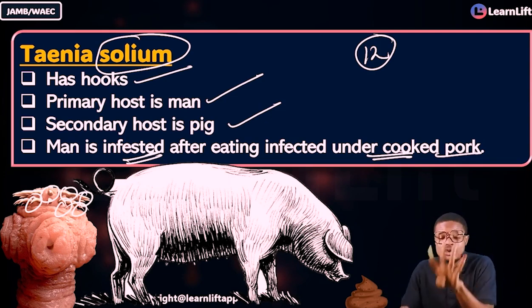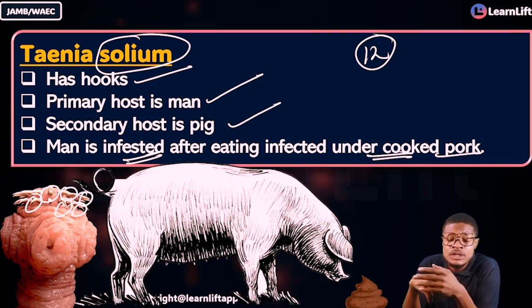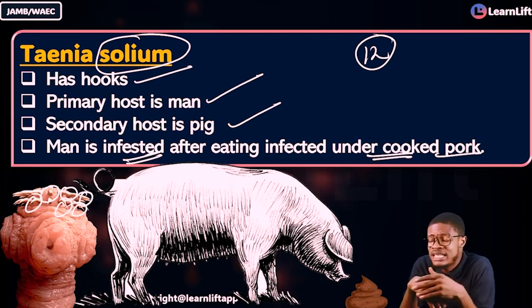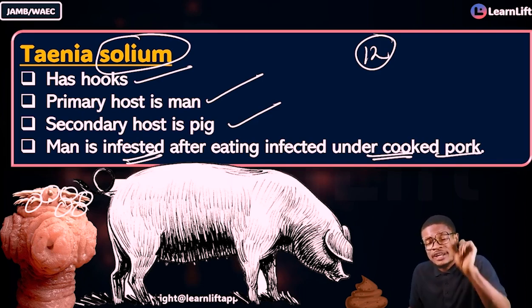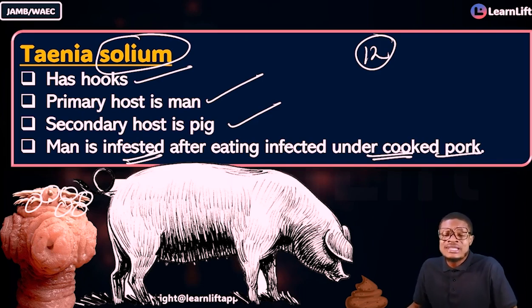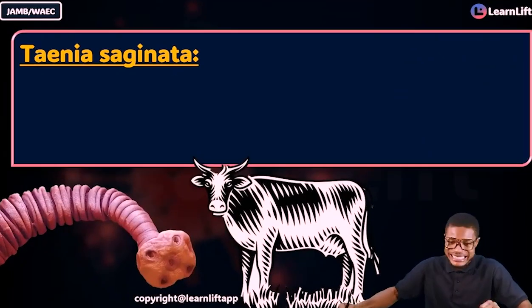Very simple. 4 things to note about Taenia solium very quickly. Do they have hooks? Yes. Primary host is what? Man. Primary host is also called the definitive host. The secondary host is pig. And then number 4, man is only affected or infested with your Taenia solium after eating undercooked pork meat. Then the next quickly is your Taenia saginata.